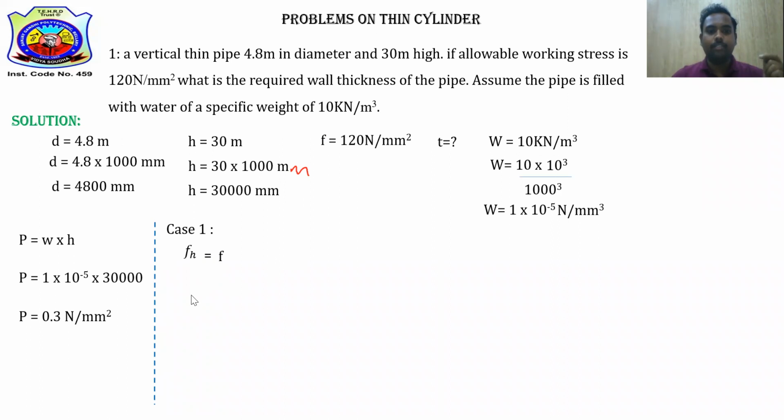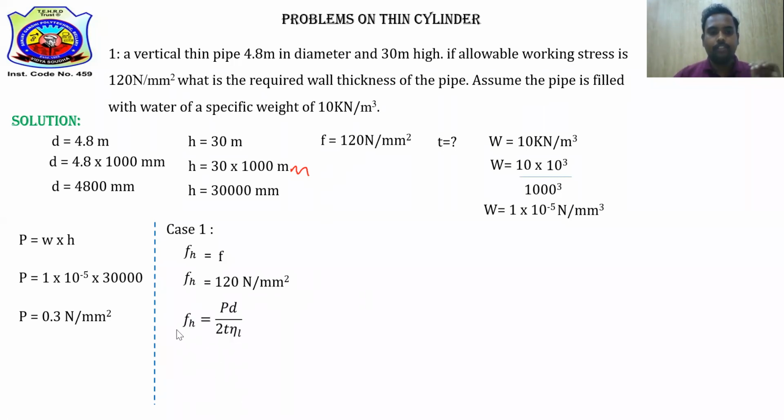So FH equals F. Then the value of FH will become 120 Newton per mm square. Students, understood? I will do two cases. In case 1, I'll assume this stress as hoop stress. In case 2, I will assume this stress as a longitudinal stress. Okay, so right now we got FH equals 120.